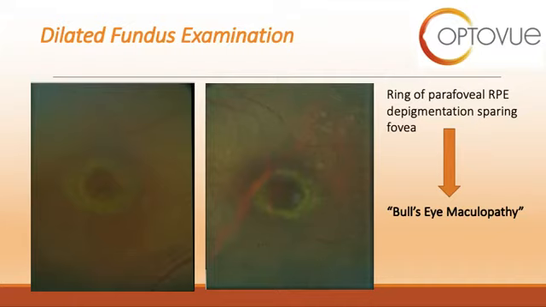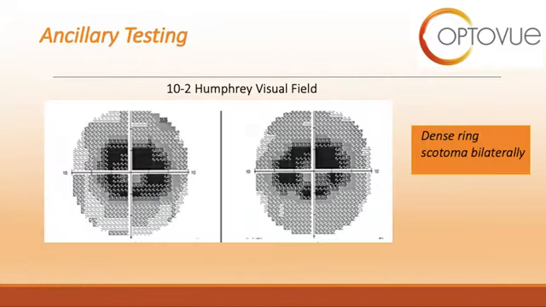When you look here, you can see it's pretty obvious that she has what we call a bullseye maculopathy, which can be defined as a ring of parafoveal RPE depigmentation sparing the fovea, meaning here's your fovea, so it's parafoveal. So classic bullseye maculopathy, which is why she was experiencing paracentral scotomatous lesions.